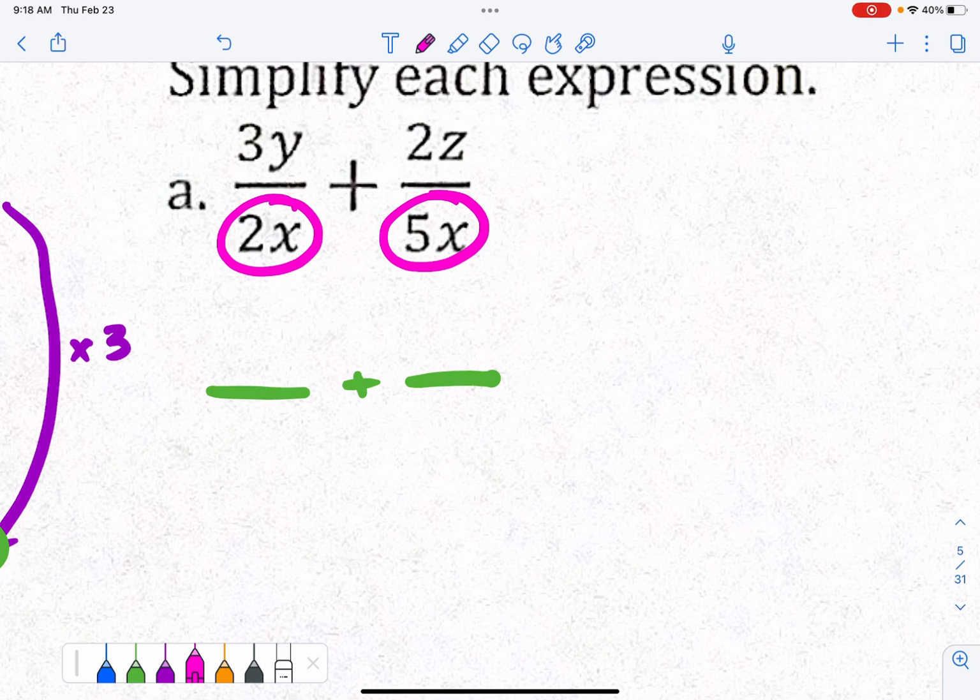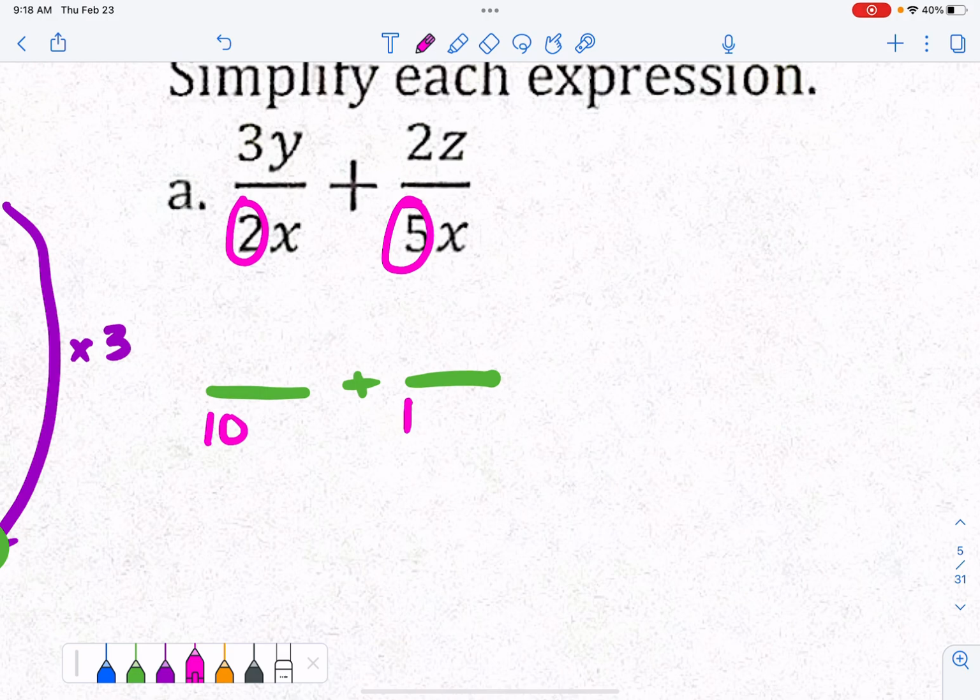Okay. So 2x and 5x are my denominators. I'm just looking at the numbers, and I ask what number 2 and 5 both go into. We're going to have to use 10. 2 goes into 10, 5 goes into 10. That's the smallest number that I can get.